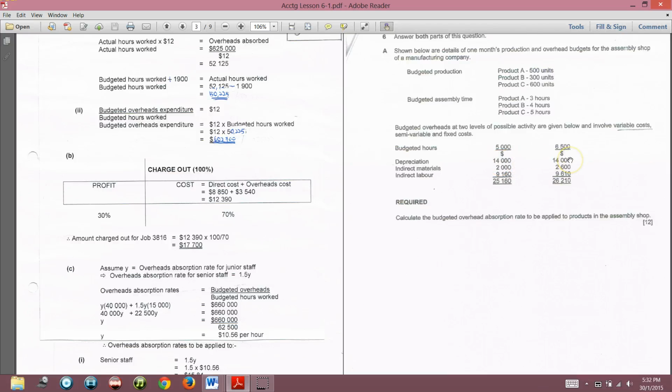So what can we tell of this? What we can say is depreciation is a fixed cost, right? It's a fixed cost. Okay, so how about indirect material?